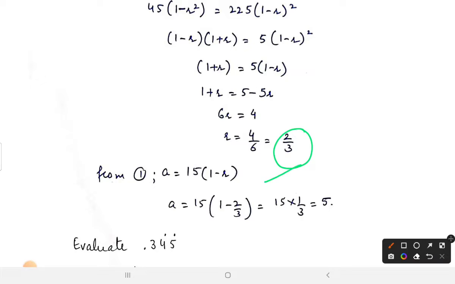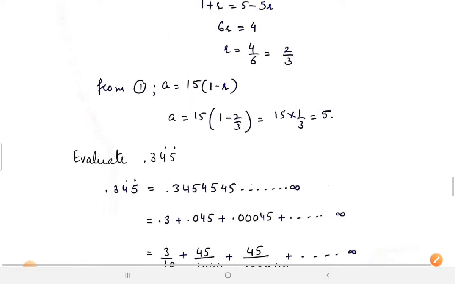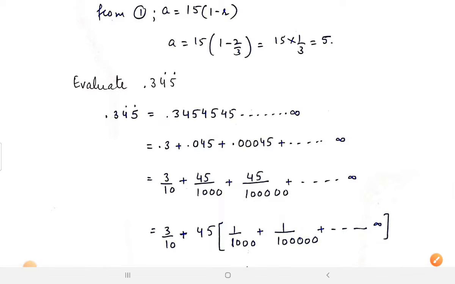And now substitute r here. So we have a is equal to 15 times 1 minus r. After calculating we will get a as 5. So we have with us a as well as r. So we can easily calculate our geometric progression, which is equal to a, ar, ar square, ar cube and so on.